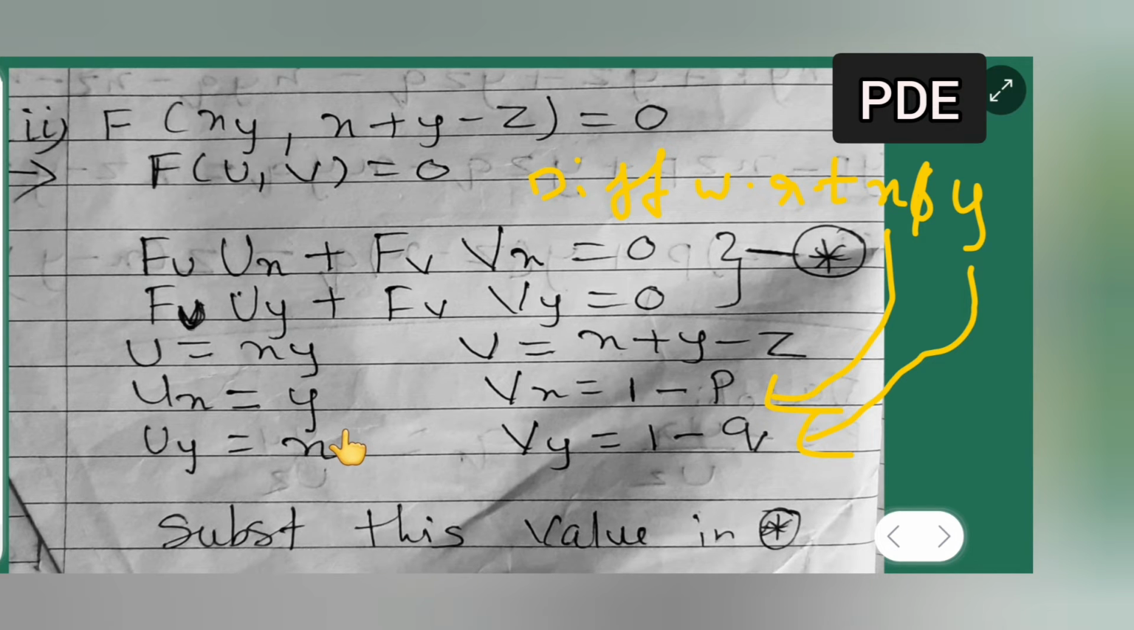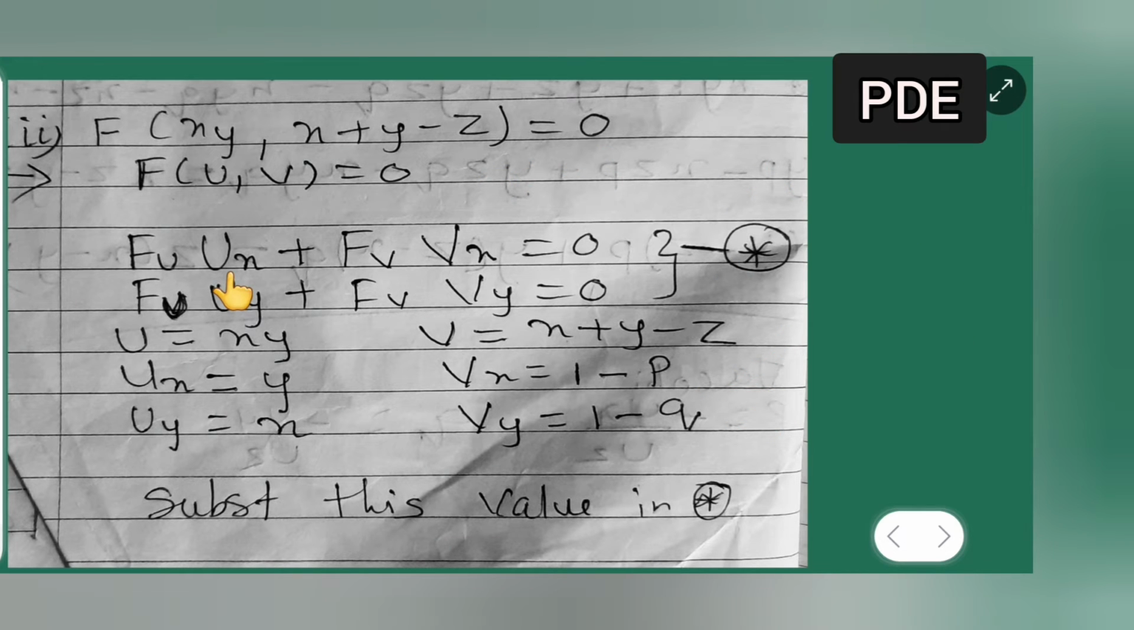So now if I differentiate this u with respect to y, I am going to get x. If I differentiate this v with respect to y, I am going to get 1 minus q, because if I differentiate z with respect to y, I am going to get q. So now substitute these values in star. Whatever values I got, I have to substitute in this star.